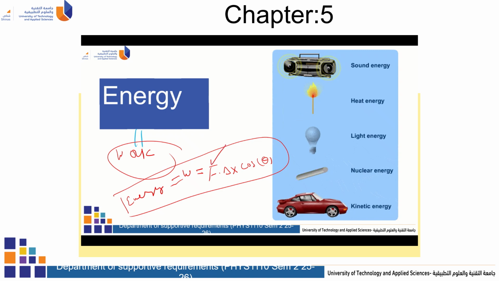Here it is explained how many types of energies there are. There are so many types of energies: sound energy, heat energy, light energy, nuclear, and kinetic energy. Which ones are the most common is displayed here.